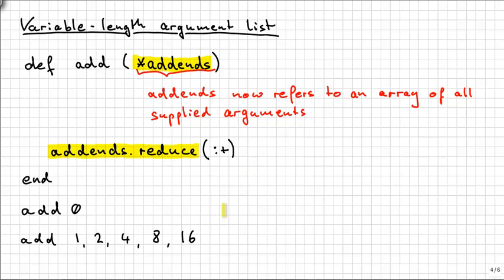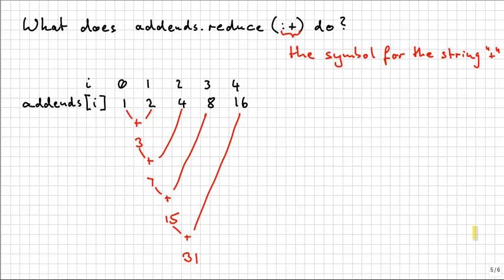Here I'm using the reduce method and supplying it with a plus operator. So this allows us to call method add with one parameter. It also allows us to call method add with a list of parameters. Of course, you want to know now what the reduce method does when we supply it the symbol plus.